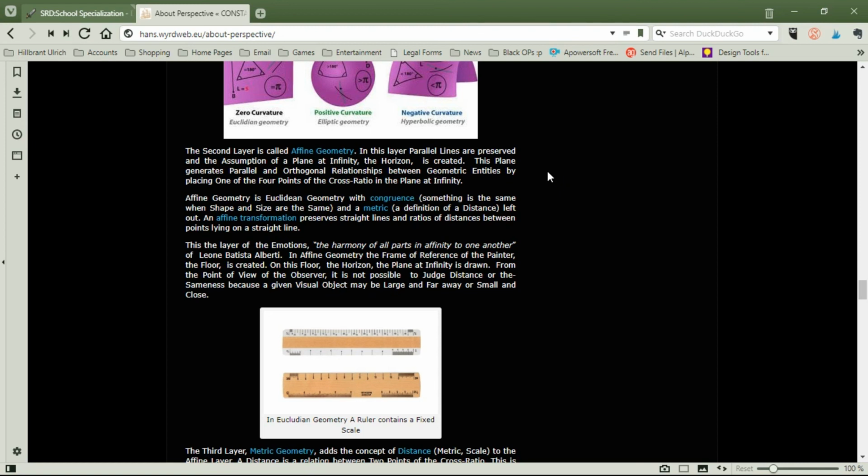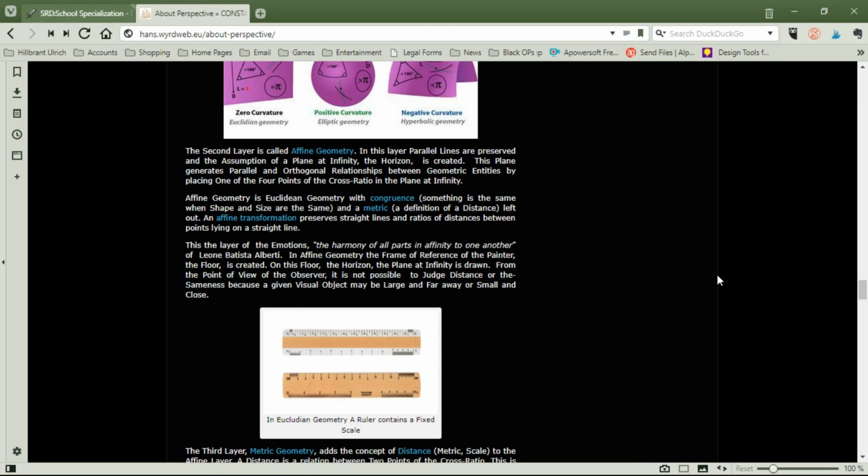The second layer is called affine geometry. I'm not sure if I'm pronouncing that correctly. In this layer, parallel lines are preserved, and the assumption of a plane at infinity, the horizon, is created. This plane generates parallel and orthogonal relationships between geometric entities by placing one of the 4 points of the cross ratio in the plane at infinity. Yeah, so I'm still puzzling over this. But we'll just move on.